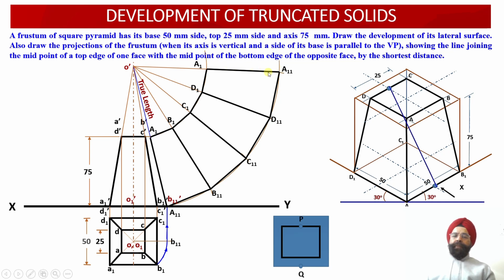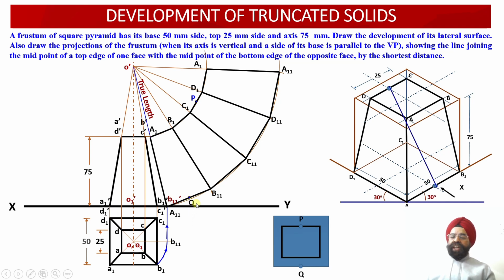Now we have been provided with the information that the midpoint of the edge CD has to be joined with the midpoint of the opposite edge of the base A1 B1 using a string. So we obtain the midpoint of C1 D1 as point P. The opposite edge happens to be A1 B1, so A11 B11 lies over here. This is A11, this is B11, measuring 50 millimeter. So the midpoint, at 25 millimeter, point Q will be located here.